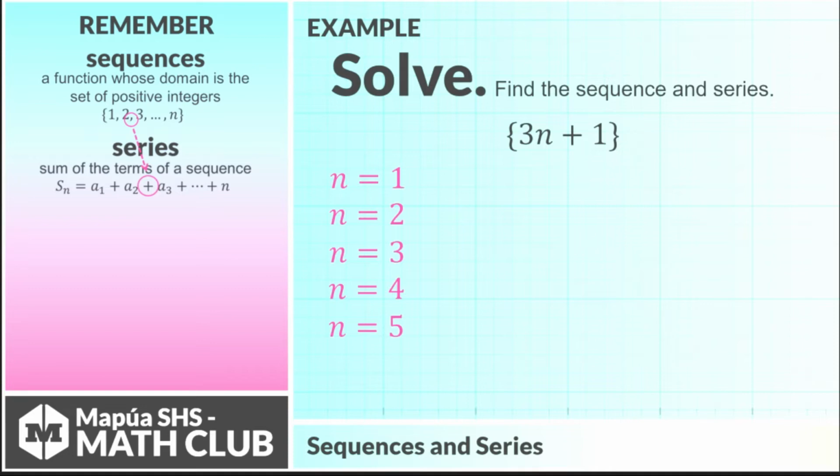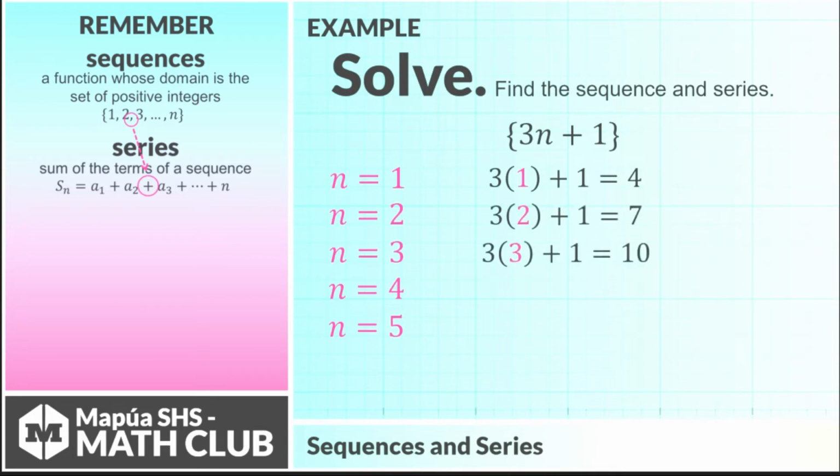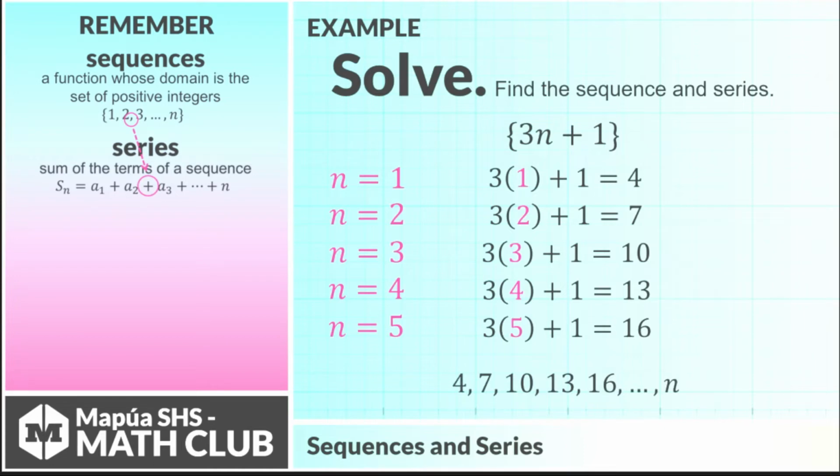By substituting 1, we'll have 3 times 1 plus 1 is equal to 4. For 2, we'll have 3 times 2 plus 1 is equal to 7. For 3, we'll have 3 times 3 plus 1 is equal to 10. For 4, we'll have 3 times 4 plus 1 is equal to 13. And lastly for 5, we'll have 3 times 5 plus 1 is equal to 16. Thus, our sequence for that expression is 4, 7, 10, 13, 16, ellipsis, n.